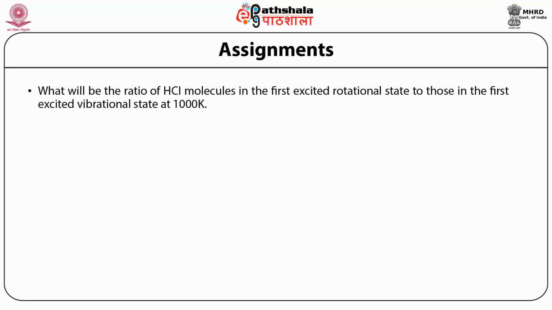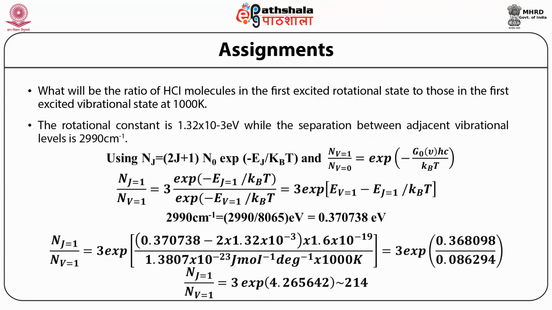What will be the ratio of HCl molecules in the first excited rotational state to those in the first excited vibrational state at 1000 K? The rotational constant is given to be 1.32 into 10 to the power minus 3 electron volt, while the separation between adjacent vibration levels is 2990 centimeter inverse. Using the value of Nj equal to 2J plus 1, N0 exponential minus Ej upon kBT, and N nu equal to 1 to N nu equal to 0 is equal to exponential minus G0 nu hc upon kBT.